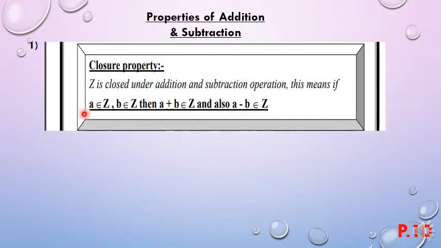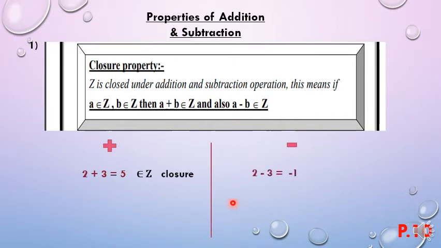Let's take an example. First, for the addition, 2 plus 3 equals 5. This 5 belongs to Z, so it's closure. Another example for the subtraction. 2 minus 3 equals negative 1, which belongs to Z, so it's closure.